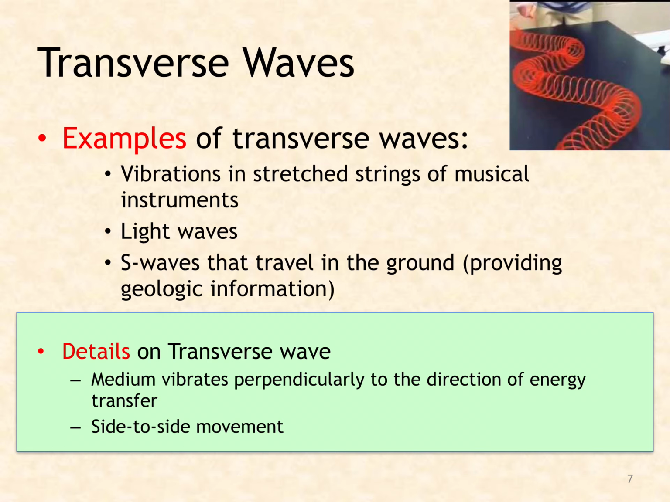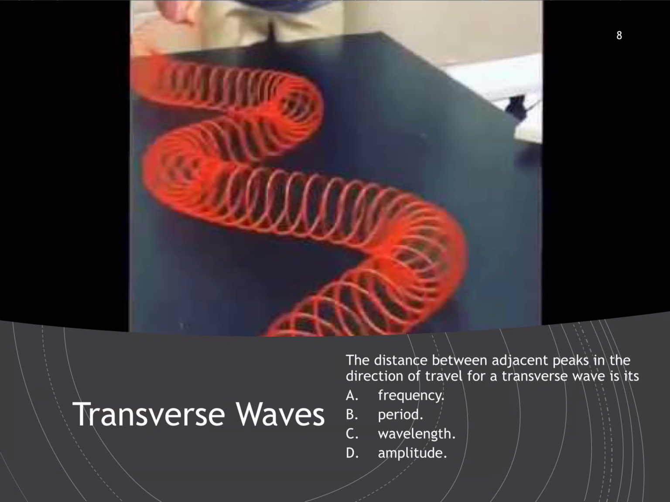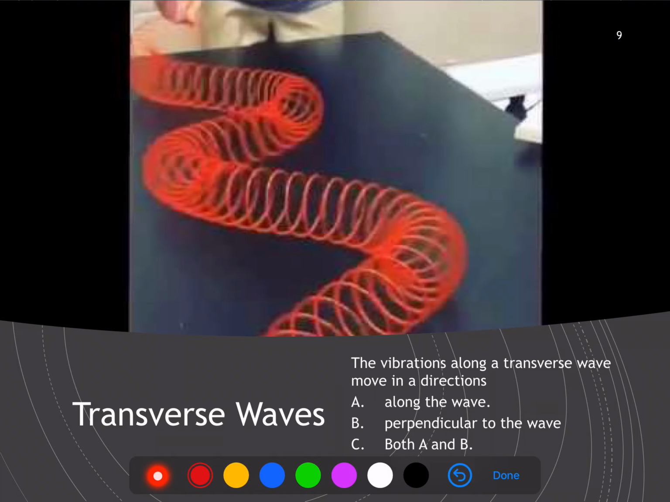Some examples of transverse waves include light waves, waves on a string, S waves that tell us something about geological activity, and so on. So for a transverse wave, the distance between adjacent peaks, from peak to peak, or from trough to trough, or from any one point in the oscillation to the next identical point in the oscillation, is what we would call the wavelength. And as I was describing before, the vibrations or the disturbance is perpendicular to the direction of the wave.